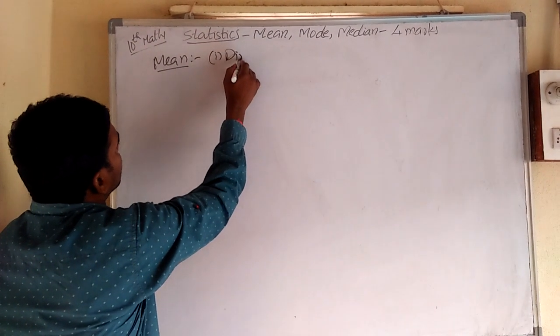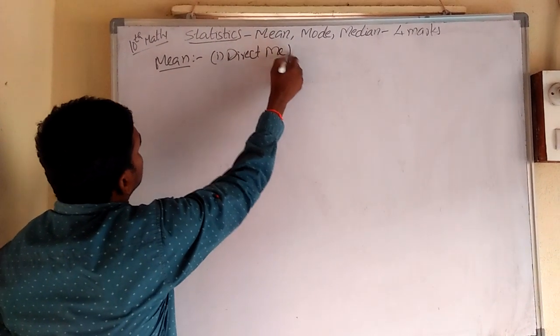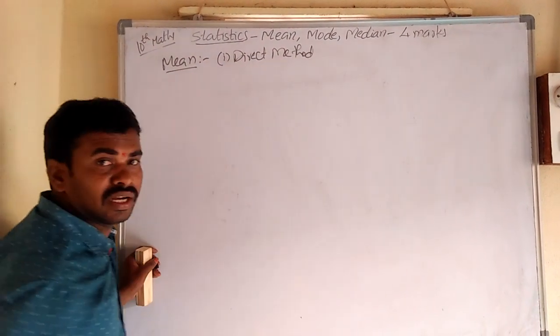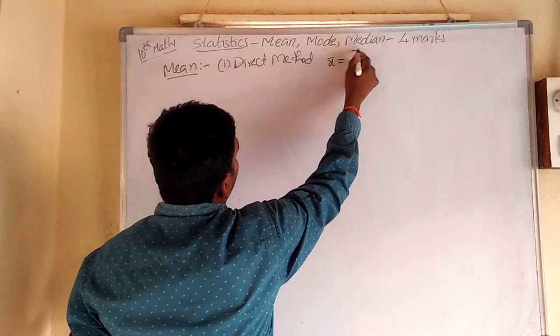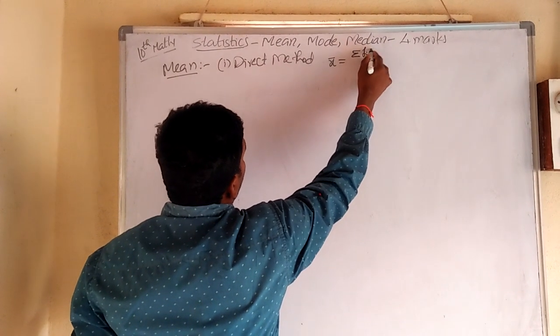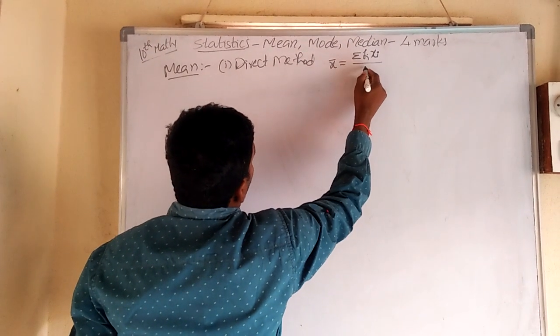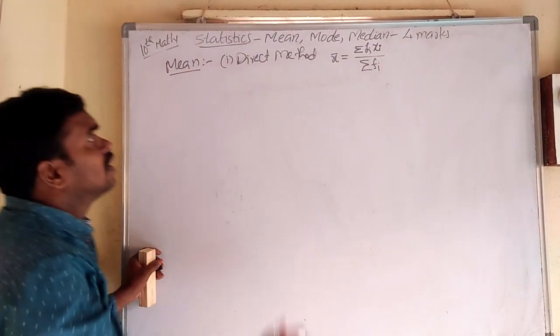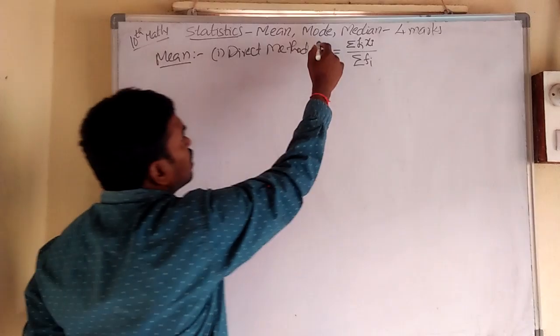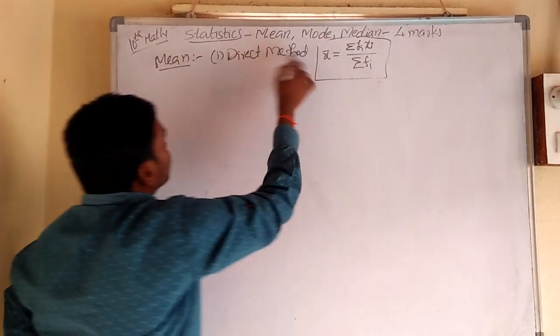One is the direct method. In this direct method, we can find the mean. Mean is denoted by x bar. So x bar equals summation fi xi by summation fi. This is the formula to find the mean by the direct method.